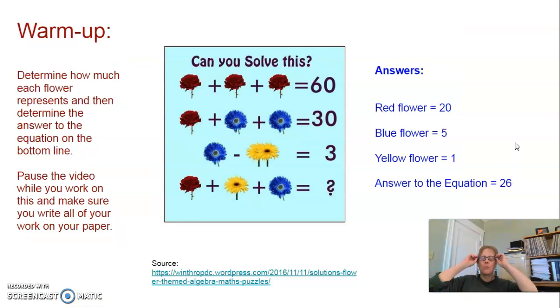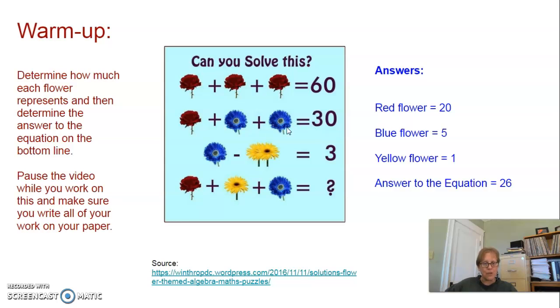I hope you paused the video and did a little work yourself. You can see right now I've got the answers to the right. Again, this is some algebraic thinking. You could think about these as variables. So I know that 3 red flowers are equal to 60. The way I determined that is I did 60 divided by 3, which gave me 20. You could even think about it like this: 20 plus 20 plus 20 is 60. Any way you did that is technically division though. You divided the 60 up into 3 equal parts, so 60 divided by 3.